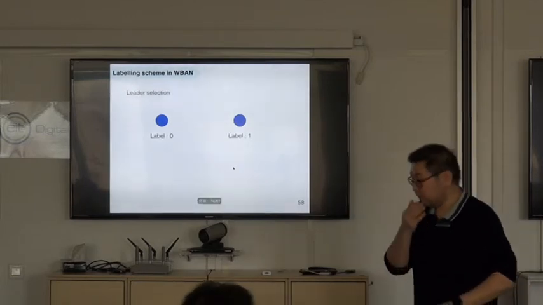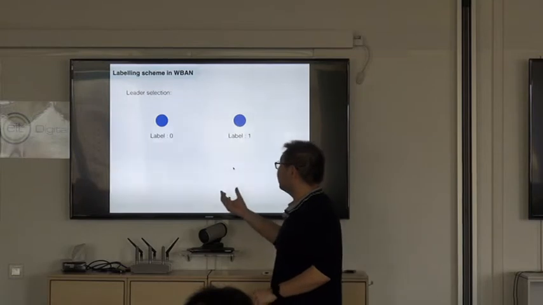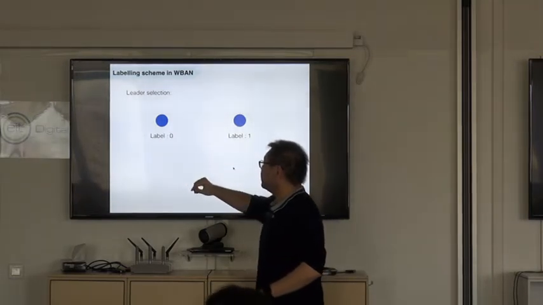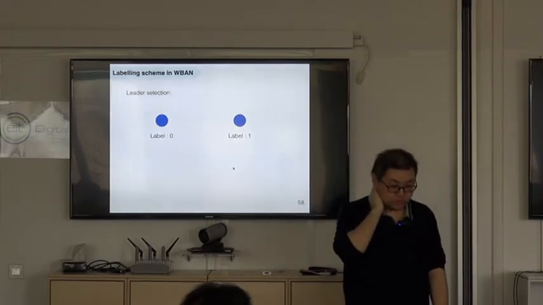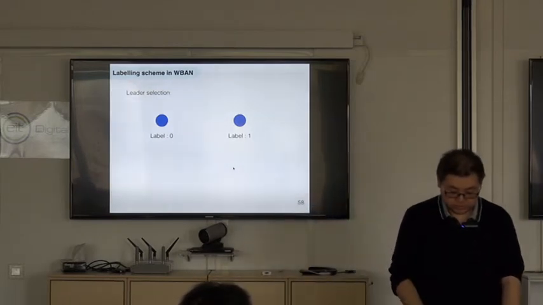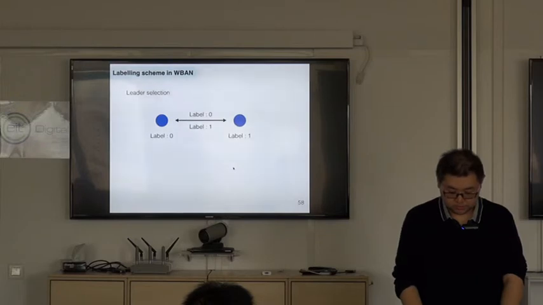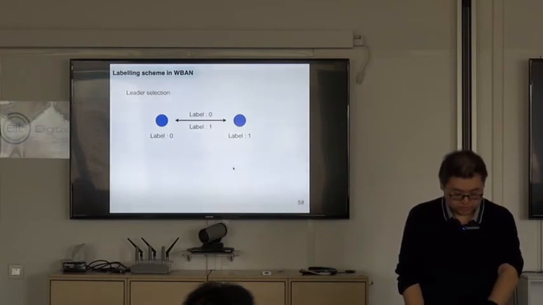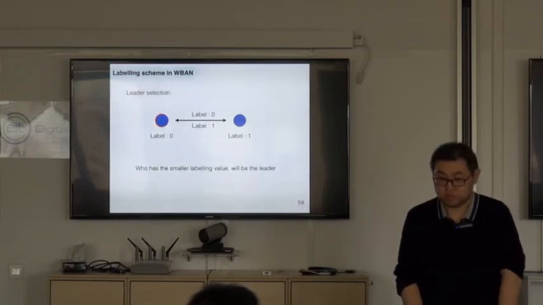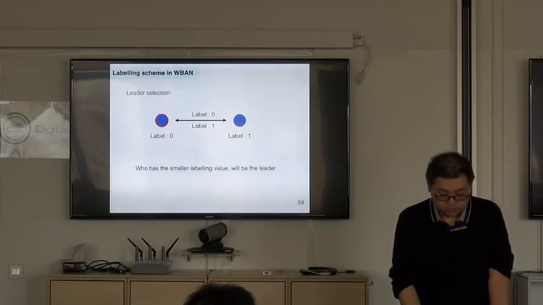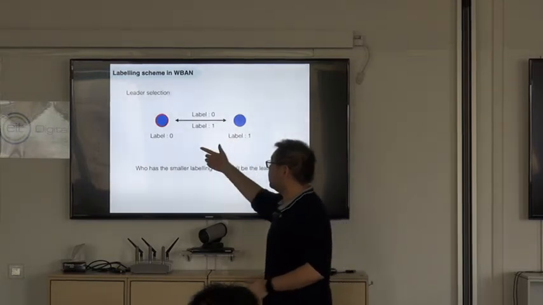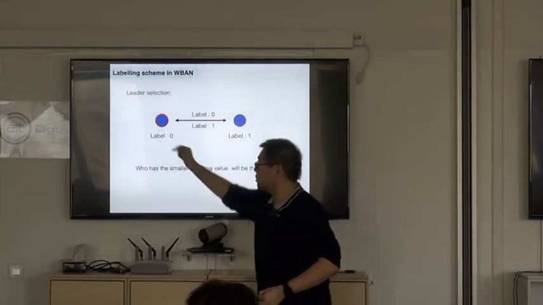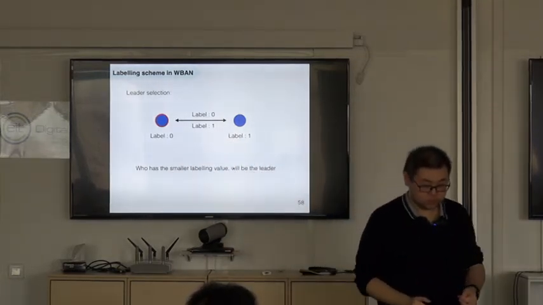But if we give them a label, for example, give this one a label equal to 0, and give this one a label equal to 1, they can exchange their labels. Then following a rule, for example, that whoever has the smaller label value will be the leader, they can agree on the same leader, the one with label equal to 0.